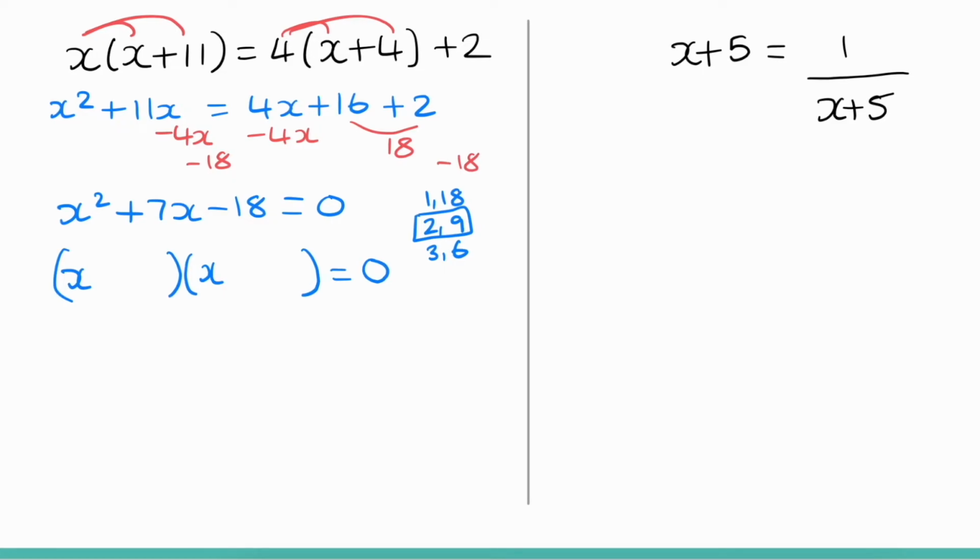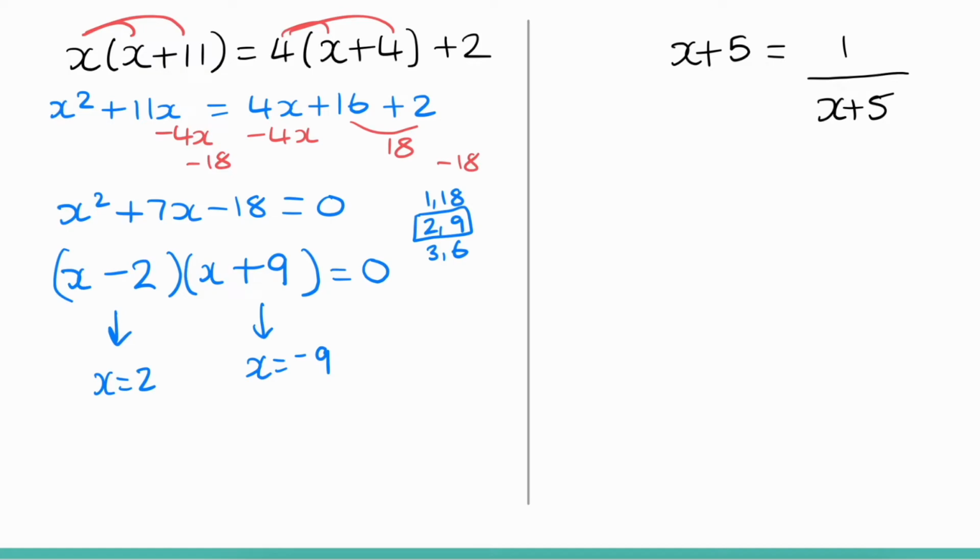I have 2 and 9. I want them to multiply to make a negative, so I'm going to have one of each sign. And I want them to add to make 7, so I'm going to have positive 9. And if I subtract 2, then that's going to give me positive 7. So my solution, x is equal to 2 and x is equal to minus 9. And then my two solutions.